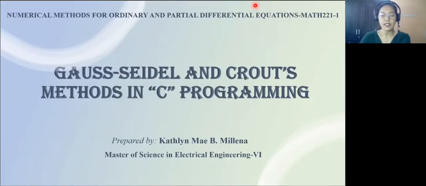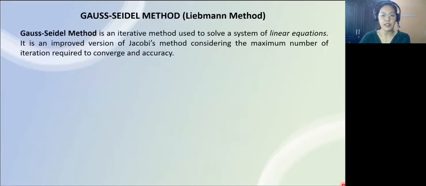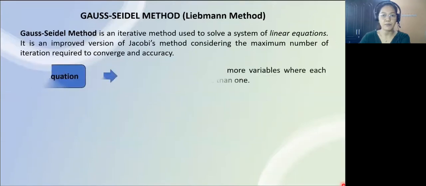Today I'll be discussing the Gauss-Seidel and Krauts methods as well as its implementation using the C programming language. I'll be discussing first the Gauss-Seidel method, also known as the Liebman method. It is defined as an iterative method used to solve a system of linear equations. It is an improved version of Jacobi's method, considering the maximum number of iterations required to converge and accuracy.